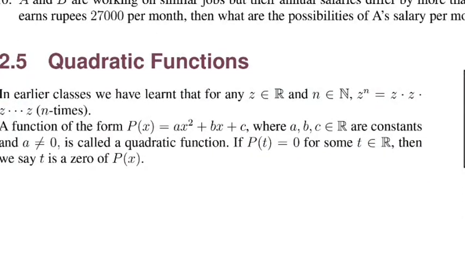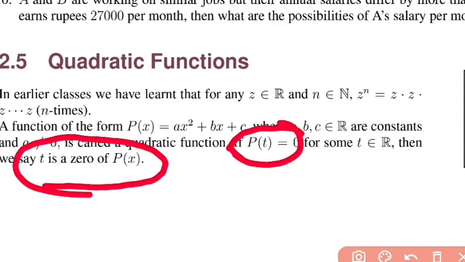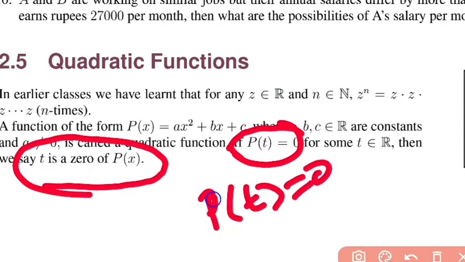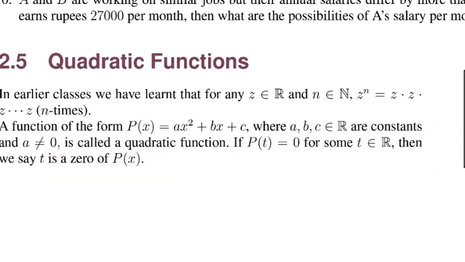Then we substitute the x value as t, and the equation becomes p of t equal to 0. We call that t is the 0 of the function. So if p of t equal to 0, then t is a root or 0 of the function.